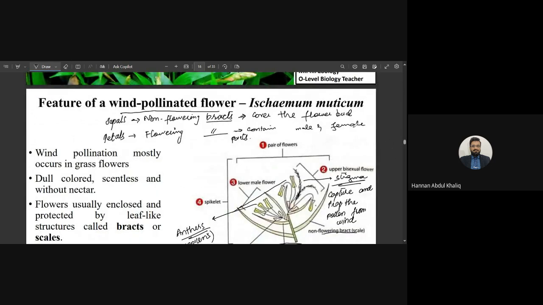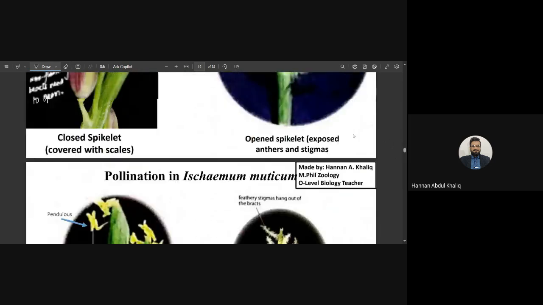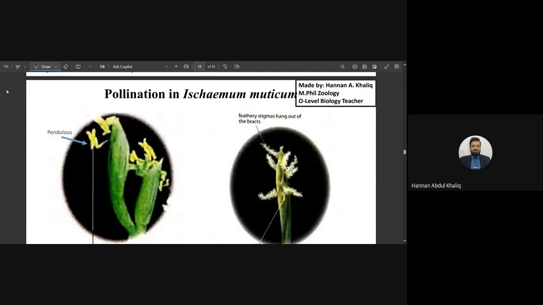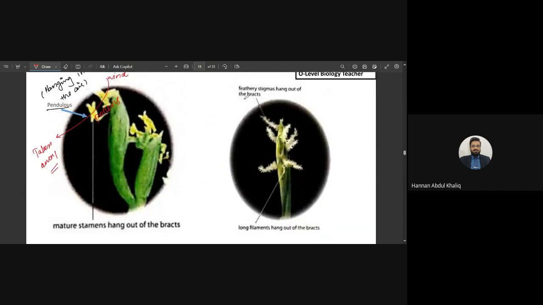This is the structure, and there is another particular word. The anther is pendulous. Pendulous basically means hanging in the air. Why? Because the wind would reach here. The wind would take the pollens. This is the wind, and the pollens are here. So the pollens would be taken away from the pendulous anther. All right. Any problem till here?